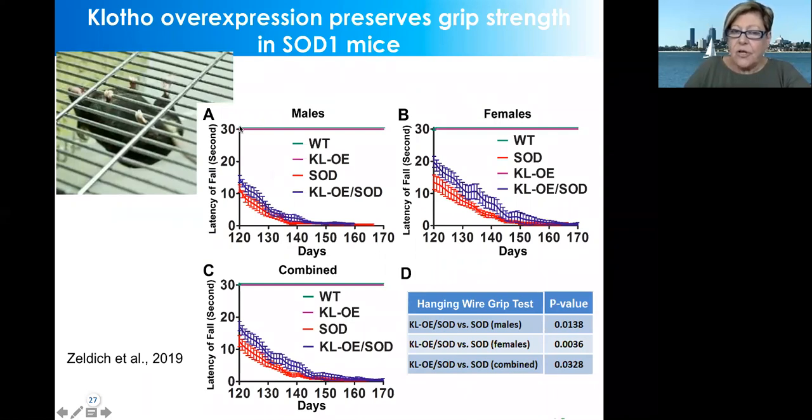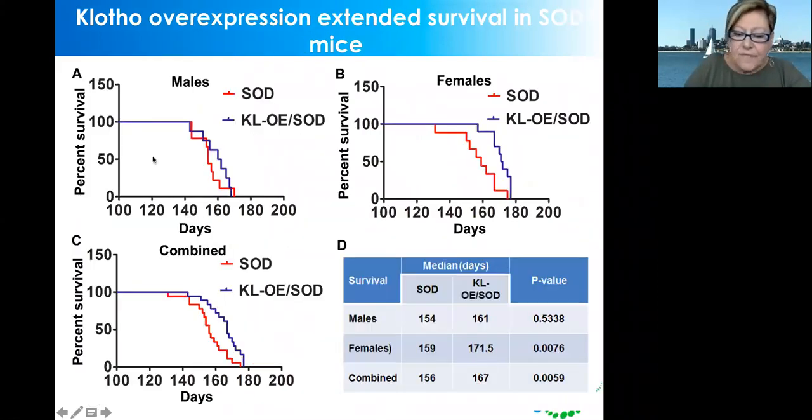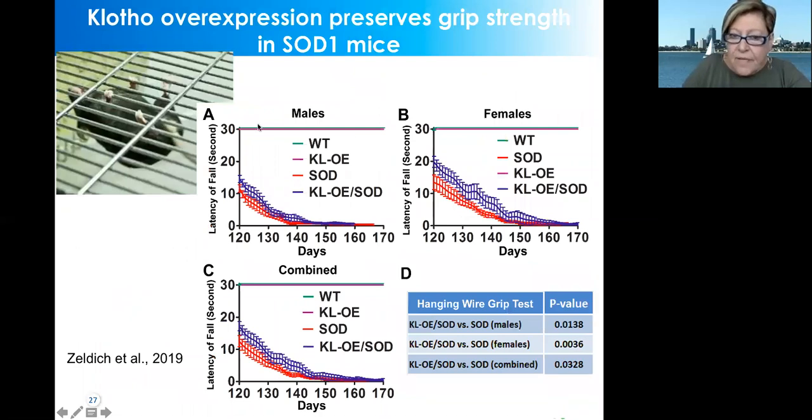We measure how many seconds a mouse can be hanging on these wires. And you can see in pink and green, these are the Klotho mice and the wild type mice.